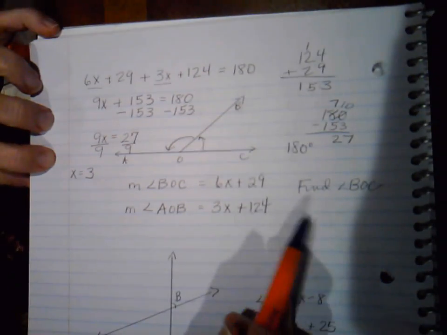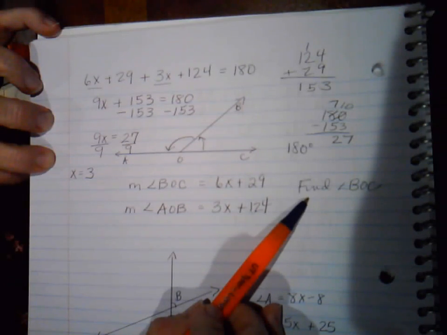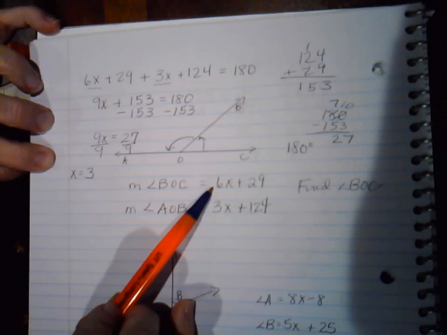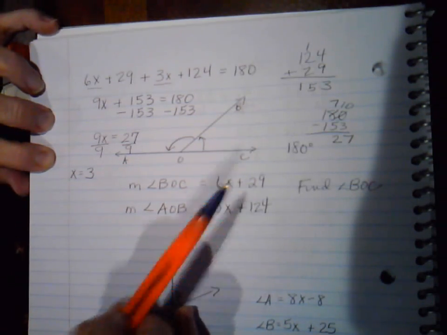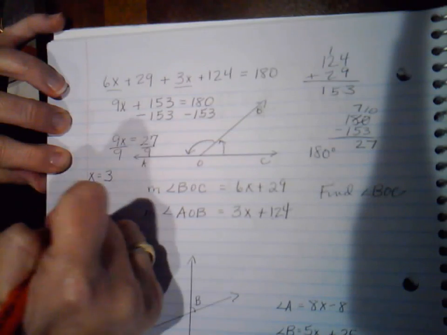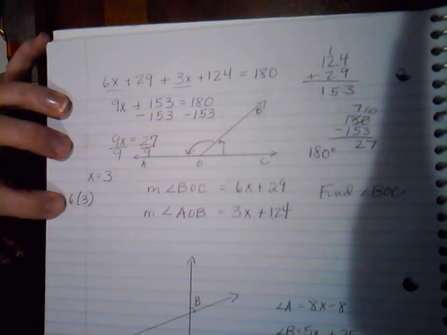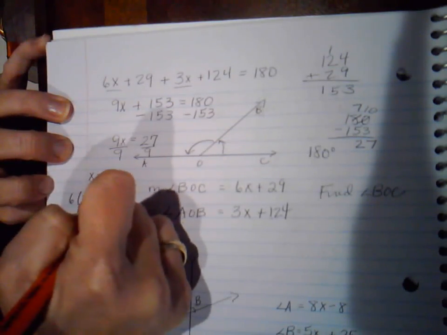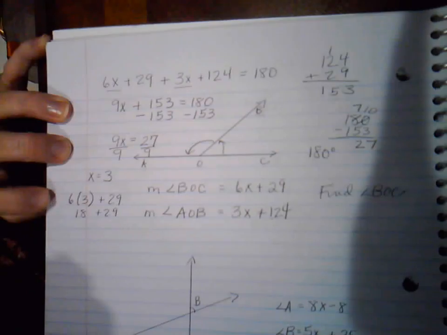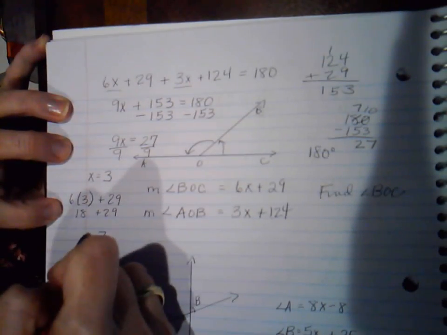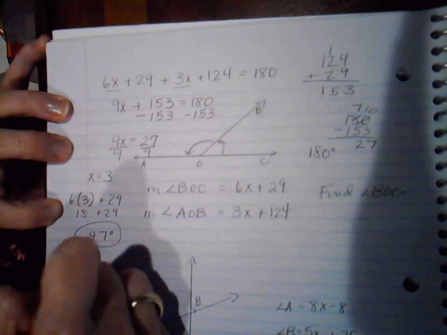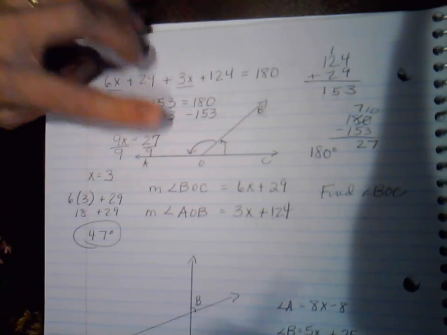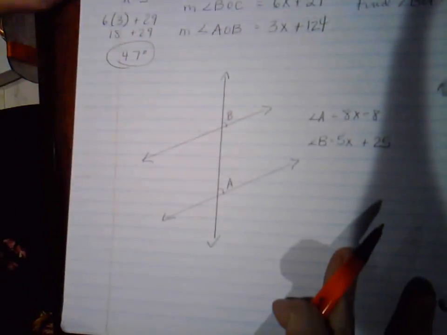What our problem was asking us is to find angle BOC. So we need to put it back into angle BOC. So this said 6x plus 29. So if x is 3, we're plugging that in. So 6 times 3, which is 18, plus my 29. Okay, so I'm going to add those two together, and I get 47 degrees is my answer that you're going to type in for angle BOC. All right, so that was one problem that I wanted to work out for you.